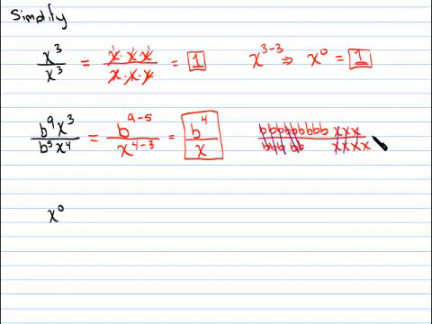Final problem says, what is x to the 0 power? I kind of mentioned it right here. We're going to see this rule shortly. Anything to the power of 0 is actually a 1. Please remember that. We'll see a few more problems like that.